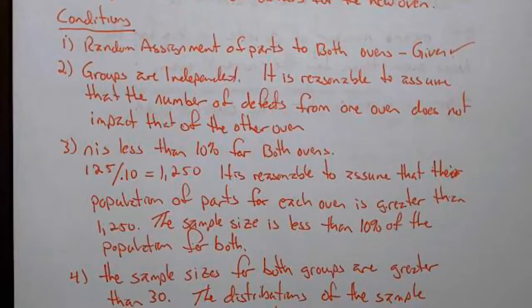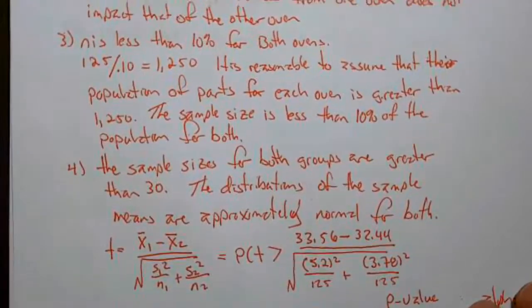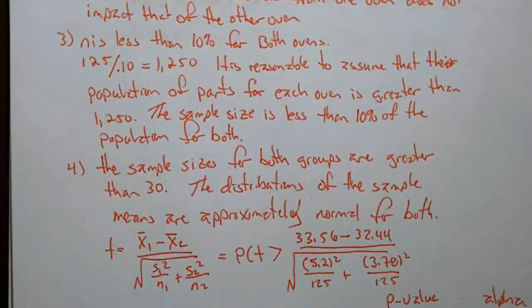Remember that we have that because we are sampling without replacement. And because we are sampling without replacement, things aren't truly independent. But we say that, you know what, the impacts are small, the impacts are negligible. So this is basically saying, yeah, it's not replacement, the percentages change, but they only change slightly. All right, the sample sizes for both groups are greater than 30. The distributions of the sample means are approximately normal for both.